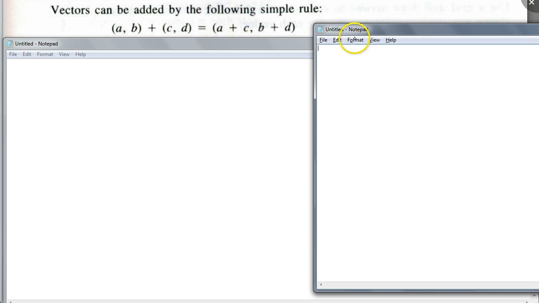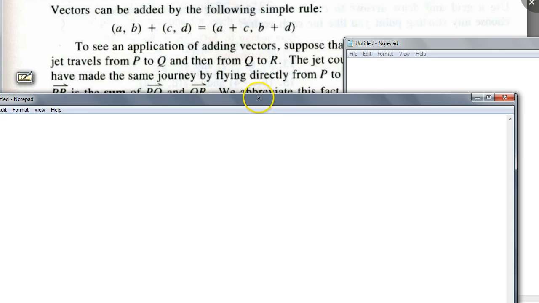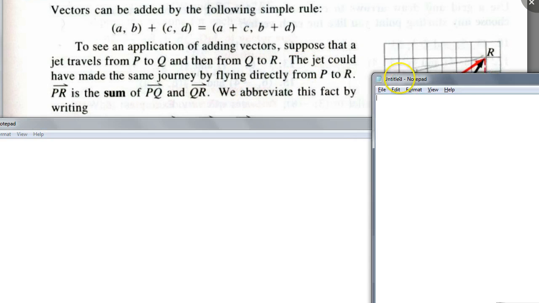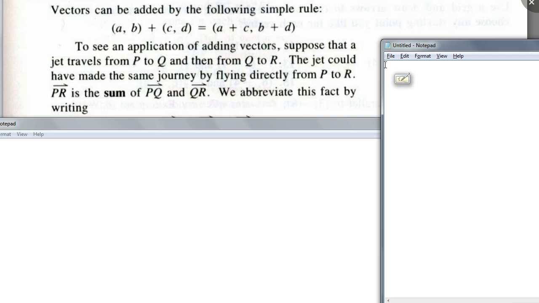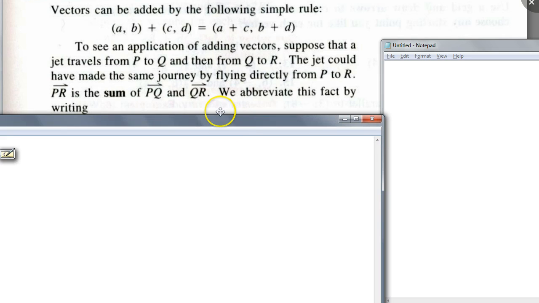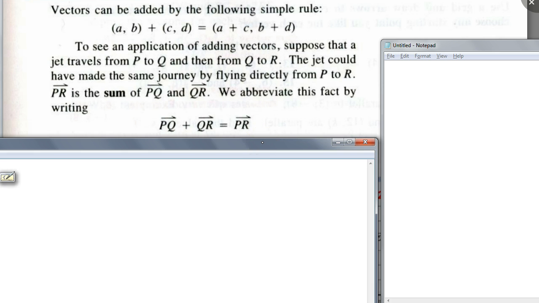So for example, let's use this simple rule. Okay. So somebody read this for us. 2C. How about? Okay, Grace, go ahead. Same application of adding vectors. Suppose that a jet travels from P to Q and then from Q to R. The jet could have made the same journey by flying directly from P to R. Vector PR is the sum of vector PQ and vector QR. We abbreviate this fact by writing vector PQ plus vector QR equals vector PR.